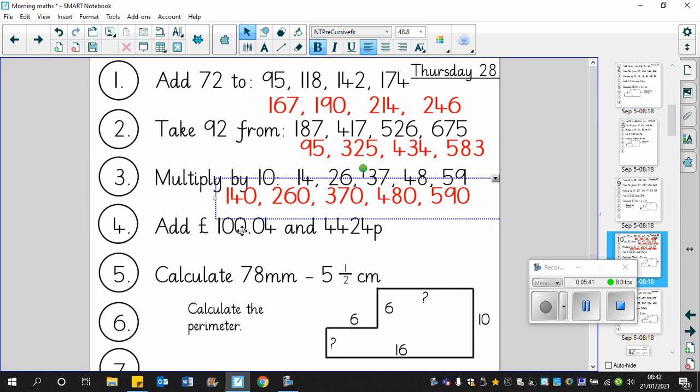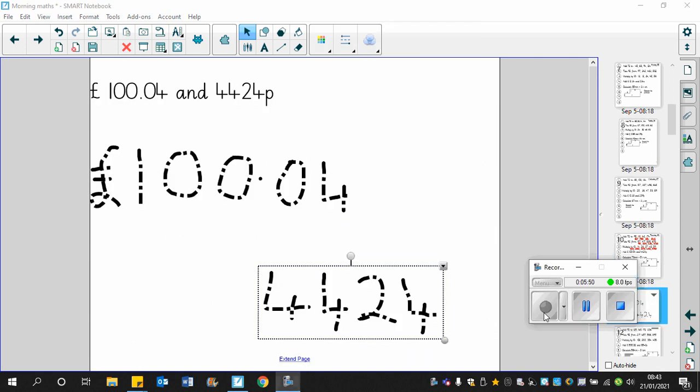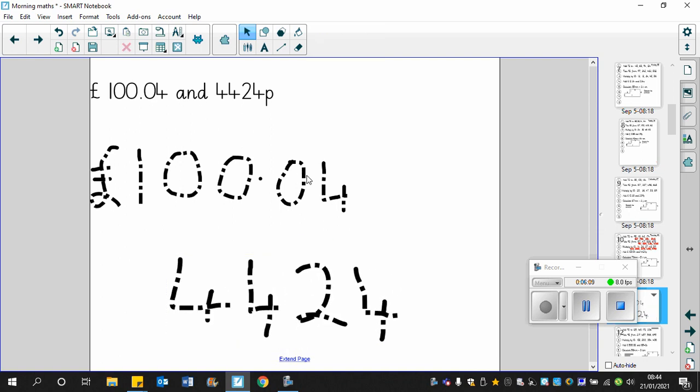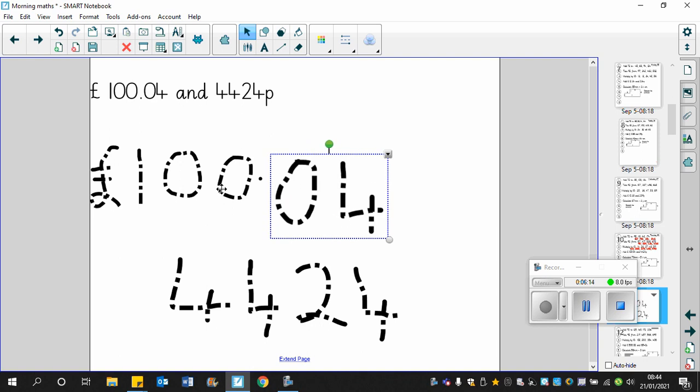Add 100 pounds and 4 pence to 4,424 pence. Okay, as you can see, I've got this cool pen which draws dotted lines. I was using that yesterday and I'm still using it today. Right, so the first thing to do is, I'll tell you what, let's make these digits quite a bit bigger, so that's better. Make these digits bigger.